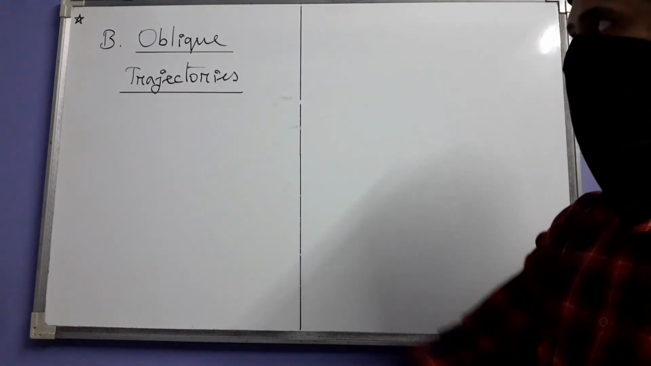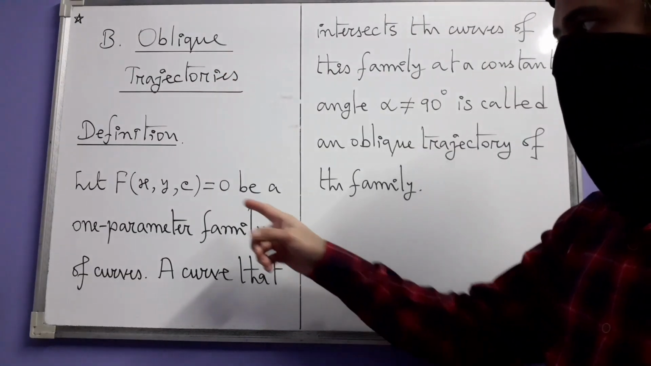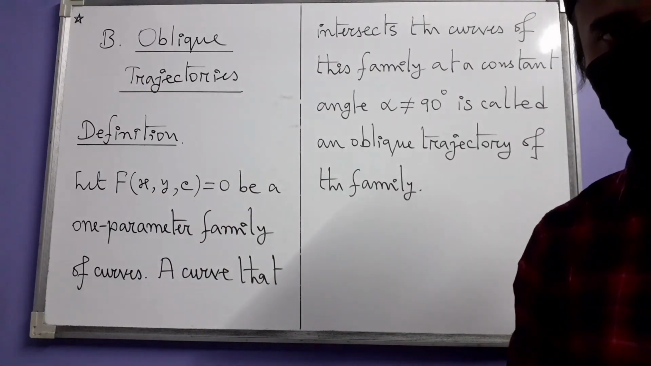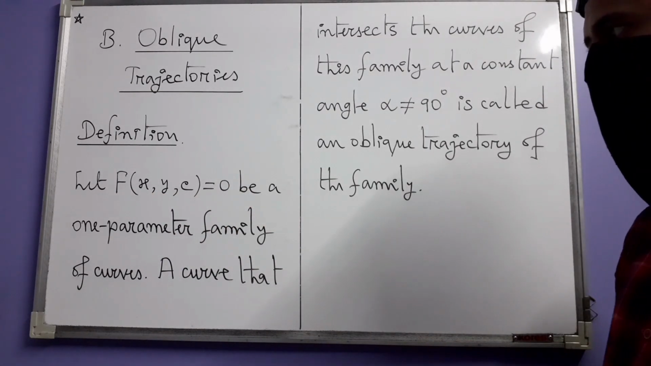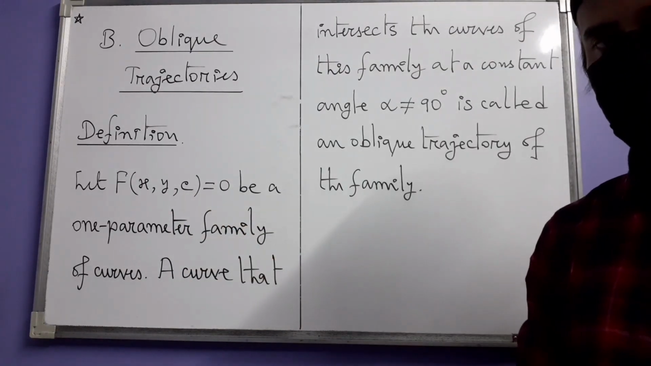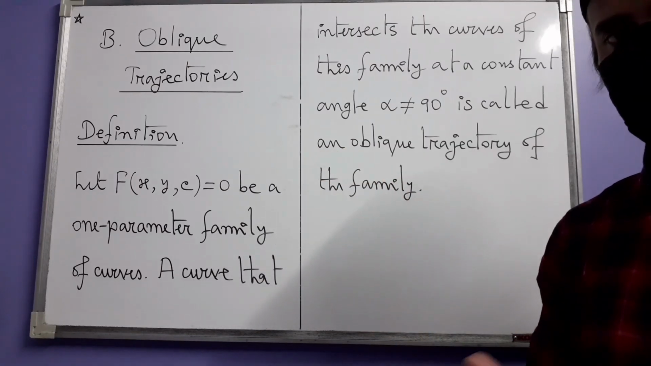The next topic is oblique trajectories, and this is the definition. Let f(x, y, c) = 0 be a one parameter family of curves. You already know that here c is the parameter. For different values of c, all of which are real numbers, you get different members of this family, which are all curves.